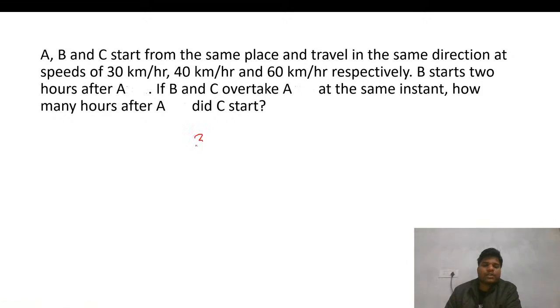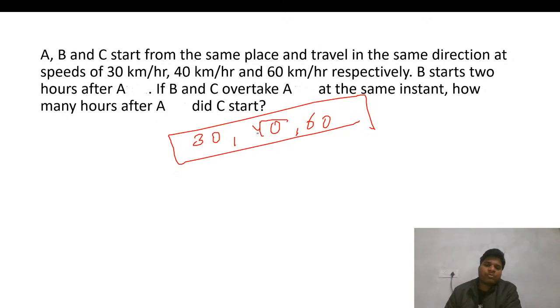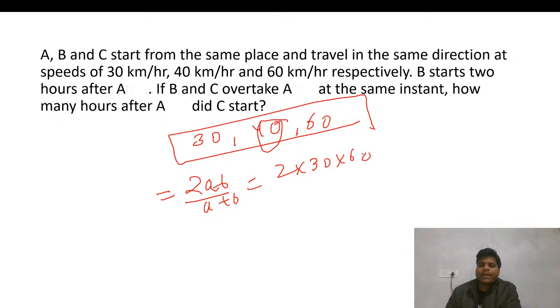For 30, 40, 60 to be in HP, 40 should be the harmonic mean of the other two numbers. So how will you find the harmonic mean? Harmonic mean is 2AB upon A plus B. Just put here 2, 30, 60 and 90.